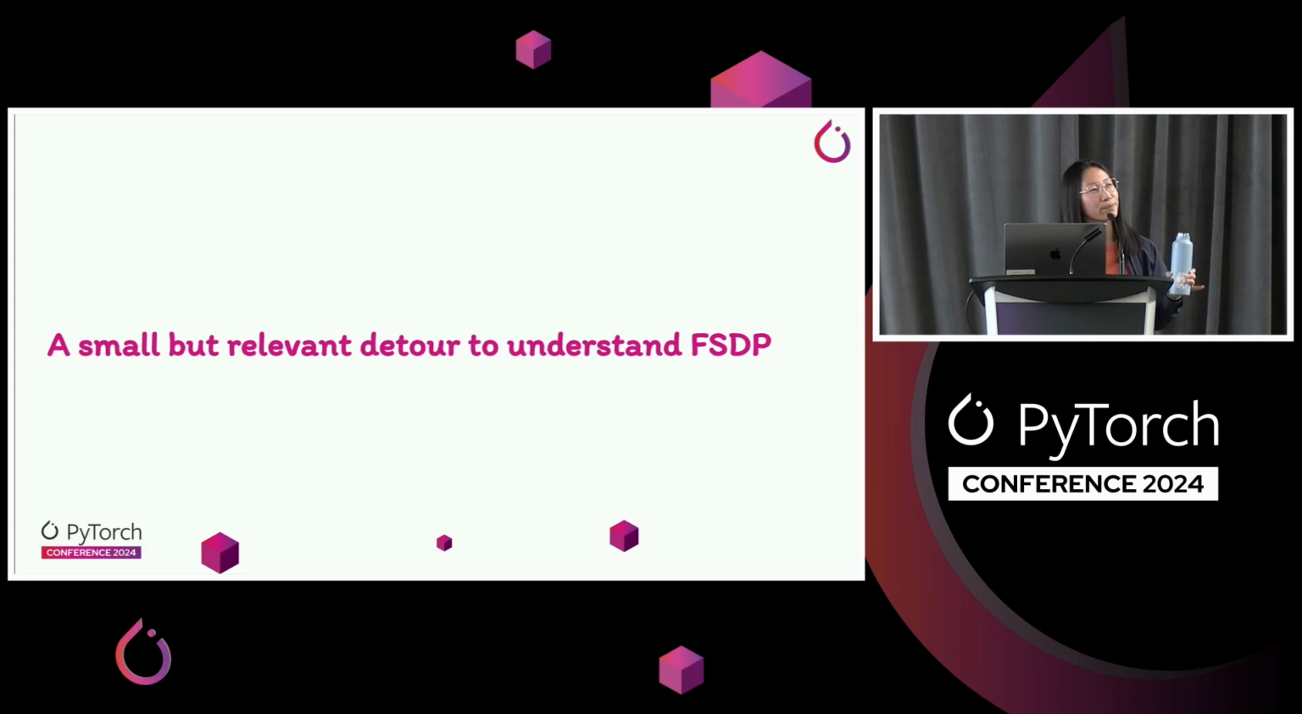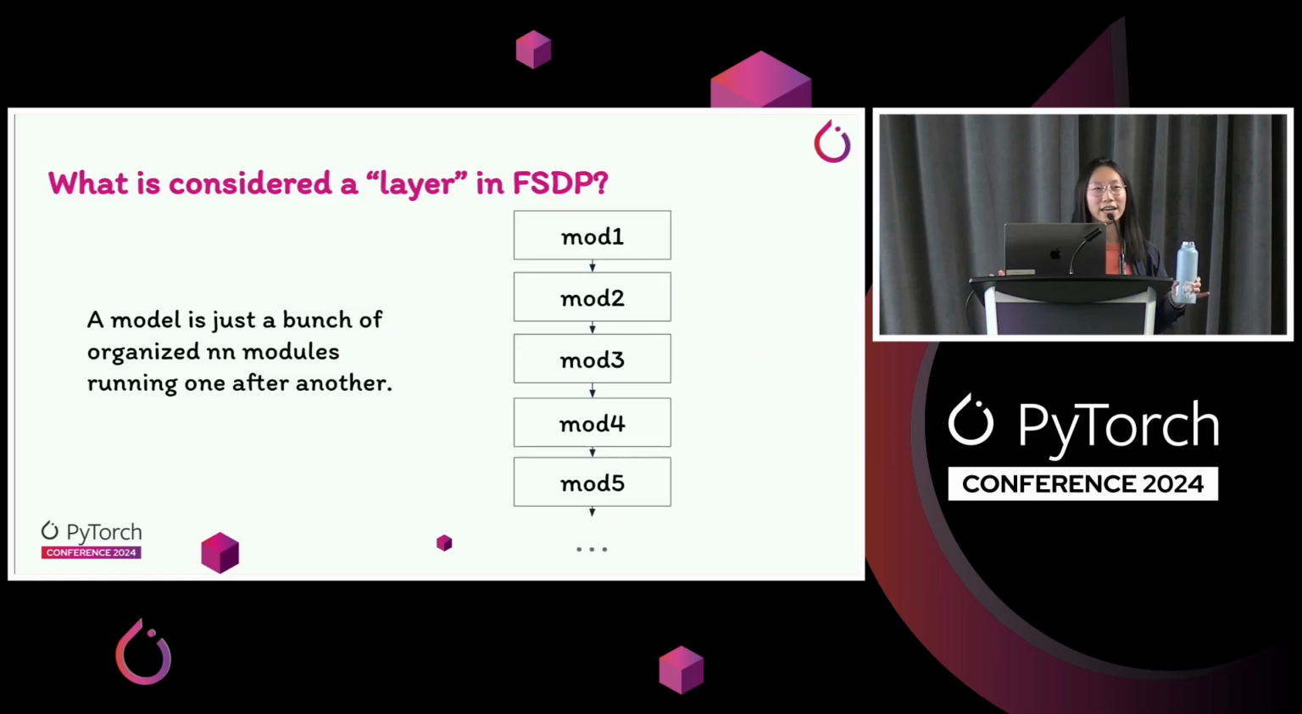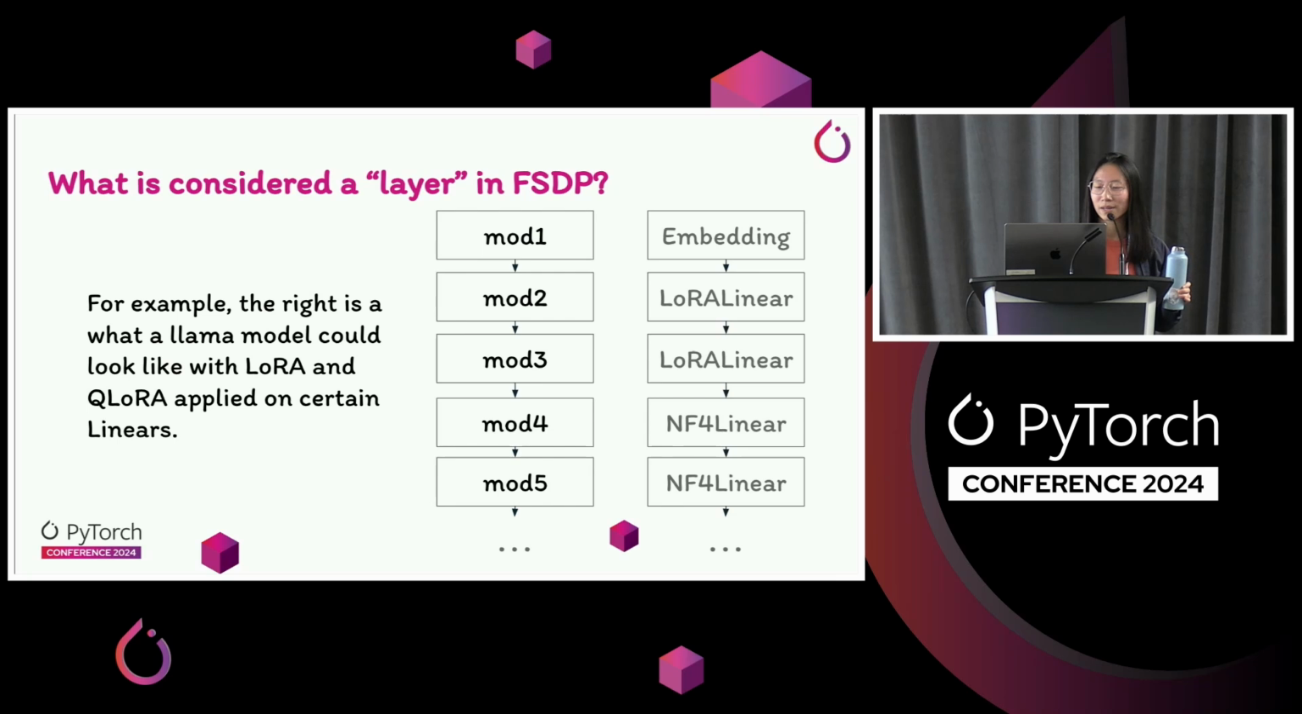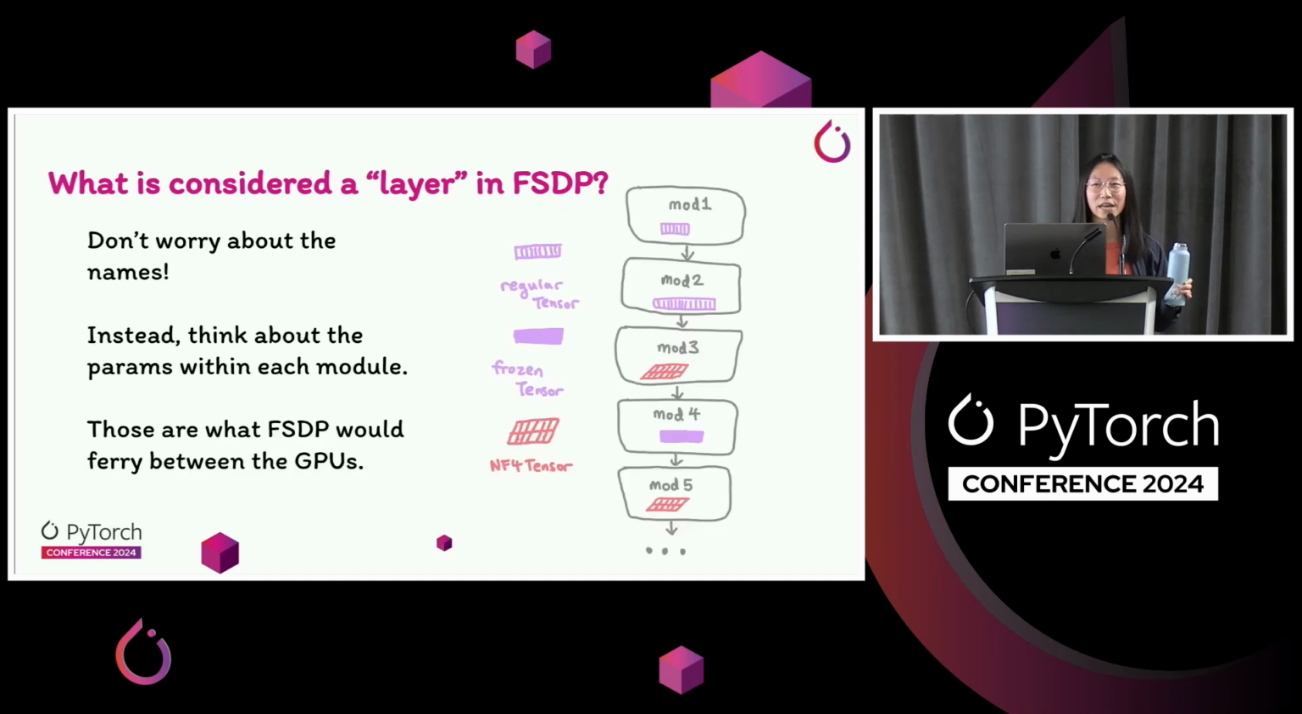And this is where, because I think it's cool to understand FSDP, we're going to go into this a little more. So it's a small but relevant detour. What is a layer? What does that even mean in FSDP? Well, note that in your world, a model is just a bunch of modules after each other. For example, if you're running a llama model, you start with an embedding, and you probably have a bunch of linears. In this example, we can think of the linears as having LoRA applied to them or QLoRA applied to them. But if you're like, I don't want to remember the names, don't. That doesn't matter. FSDP doesn't care about the names either.